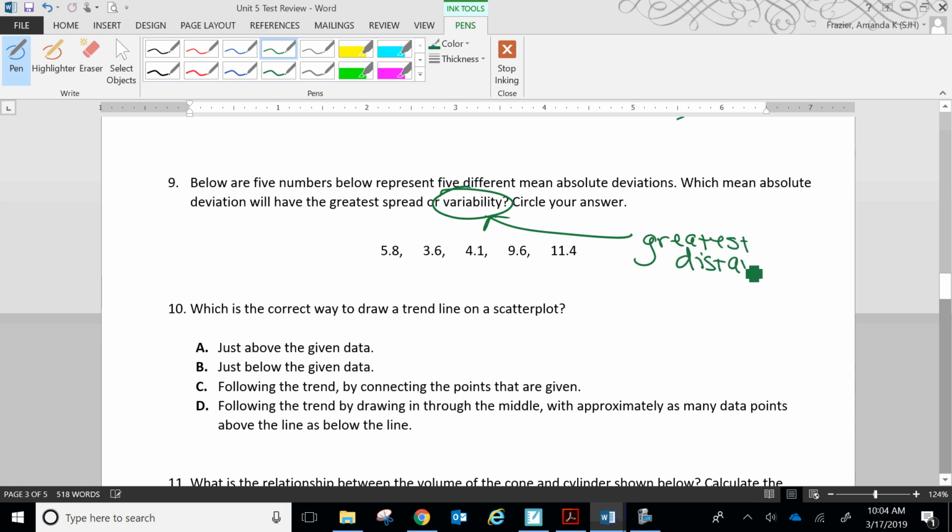Which one would be more spread out if I think about my mean absolute deviation? So remember, mean absolute deviation is the average distance from the mean. So the bigger the number, the bigger the spread. So 11.4 is the greatest spread or variability.